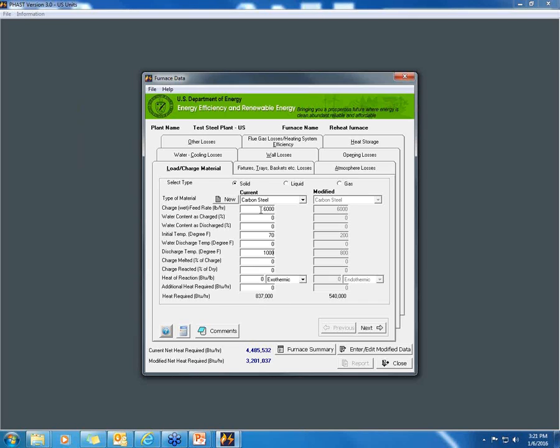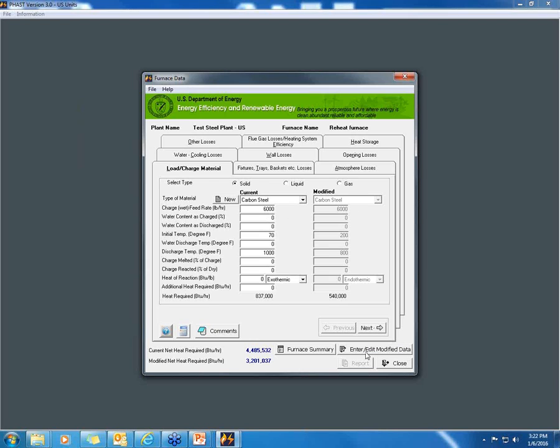Now in this case, I only used 6,000 pounds per hour, an initial temperature of 70, and a discharge temperature of 1000, and this tool is telling me how much heat energy is theoretically needed to reheat carbon steel from 70 to 1000 degrees Fahrenheit, and it is 837,000 BTU per hour. That's it. And this is the current condition. Once we enter data for all the different types of losses in this current operation form, we can switch to the modified part.